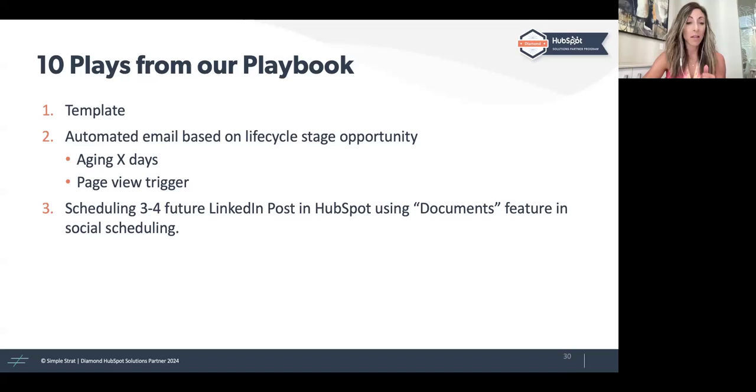Number 3, this is available to all Marketing Pro, whether or not you're using LinkedIn ads. LinkedIn inside of HubSpot now supports the ability to share documents. So if you had that 3-page PDF, you can upload that inside of HubSpot as a file, go to your social scheduling, pick your LinkedIn profile that you want to post to, company or personal page, and then you can actually schedule posts with those documents.